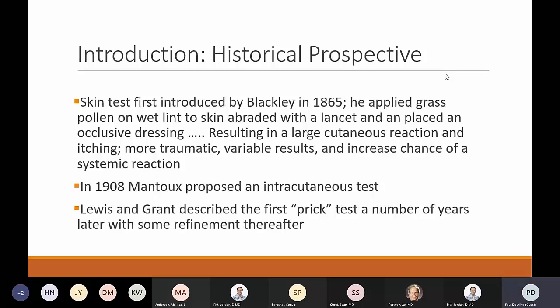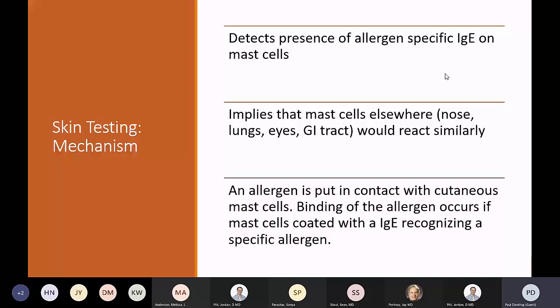So let's talk about the mechanism of skin testing. Skin testing detects the presence of specific allergen IgE on mast cells. The implication is that mast cells elsewhere in the body, such as in the nose, lungs, eye, and GI tract, would react similarly to the mast cells in the skin. An allergen is put in contact with cutaneous mast cells. Binding of allergen occurs if mast cells on the skin are coated with an IgE recognizing an antigen.